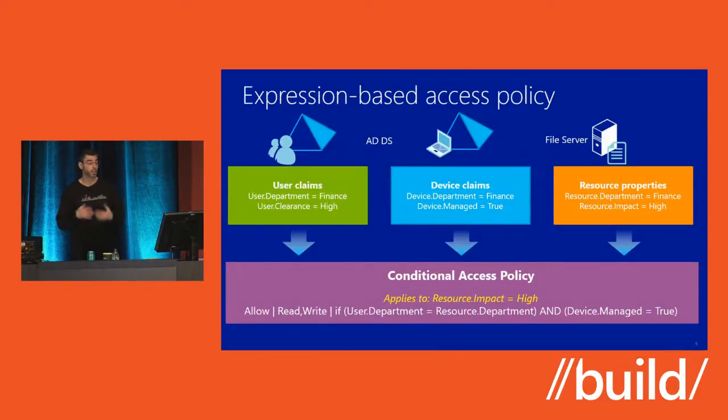So first, the glue that ties all these different things that we'll talk about together are these expressions and expression-based access policies. Okay, so we'll start there. And expressions have operators, and they also have things that they operate on. And in this case, it's going to be these three things: user claims, device claims, and resource properties. Okay, so first off, user claims. And again, I assume folks have already heard of claims.